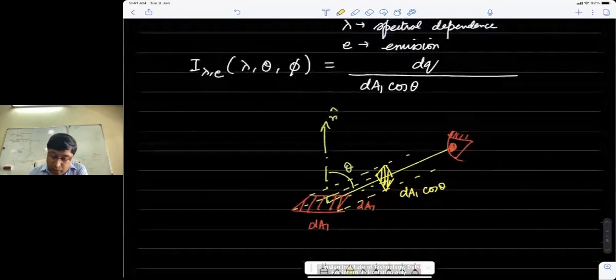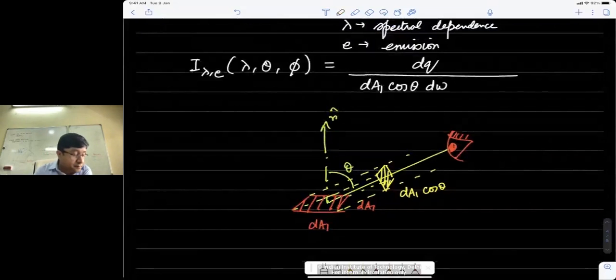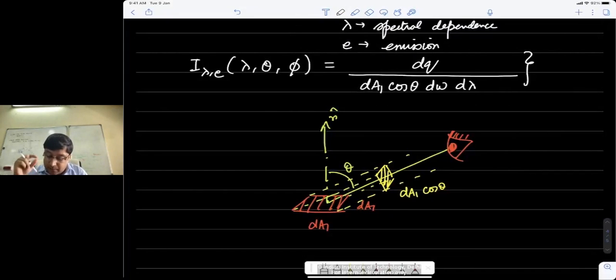So we have I lambda E to be dq by dA1 cosine theta per unit solid angle, which I'm going to write as d omega, about that point, and per unit wavelength interval about that wavelength lambda. So we define spectral intensity in terms of the amount of energy leaving versus the projected area, by the solid angle about that point and by the wavelength interval about that point.